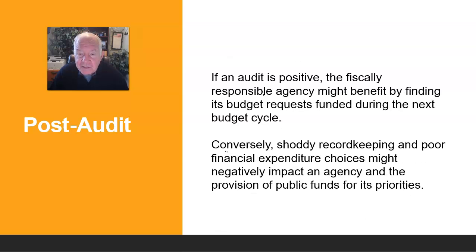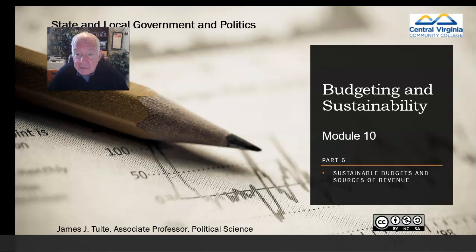If an audit is positive, the fiscally responsible agency might benefit by finding its budget request funded during the next budget cycle. Conversely, shoddy record keeping and poor financial expenditure choices might negatively impact an agency and the provision of public funds for its priorities.